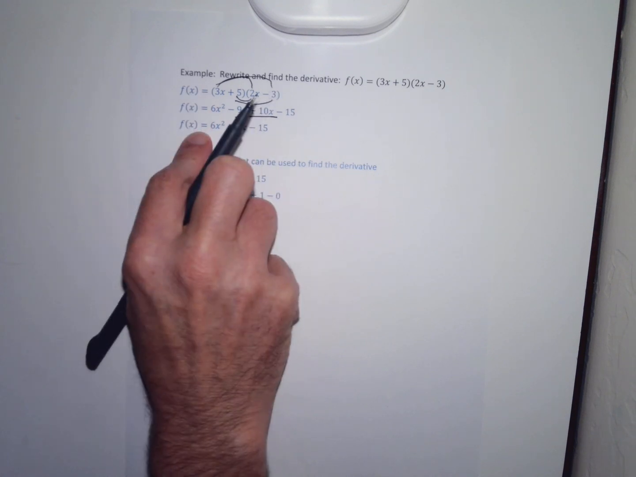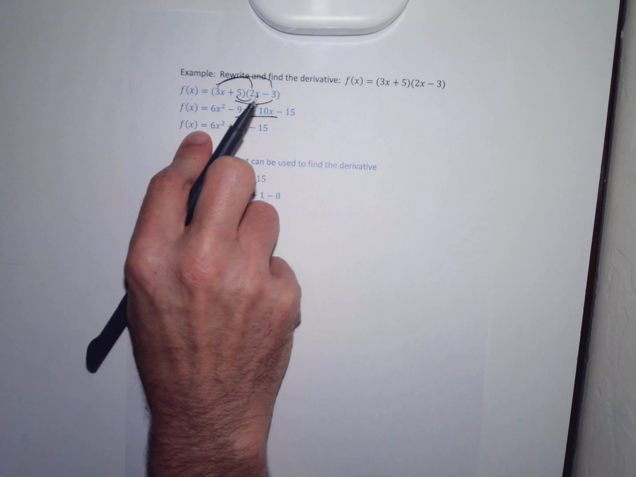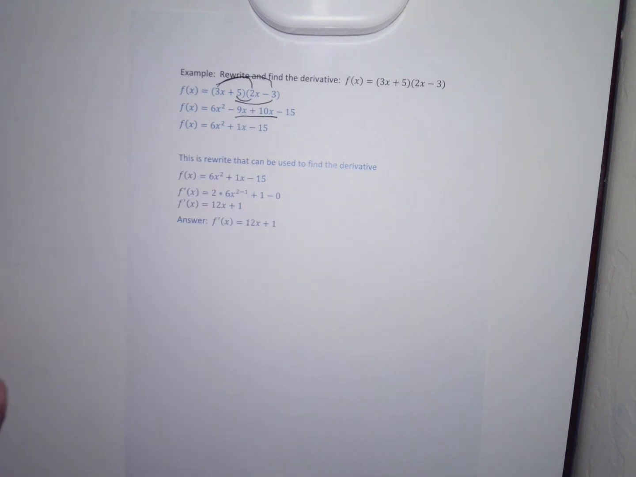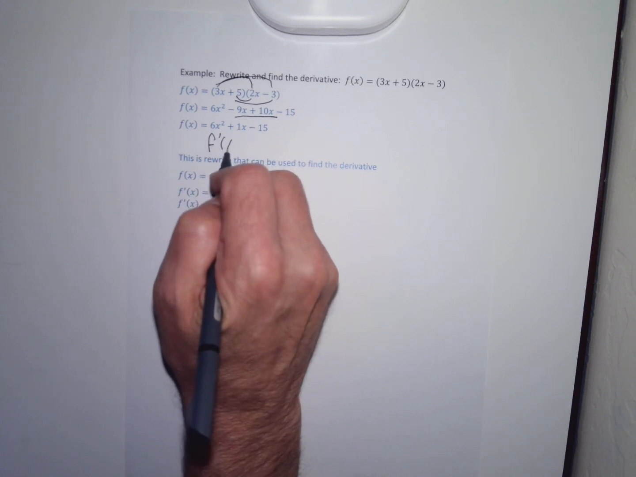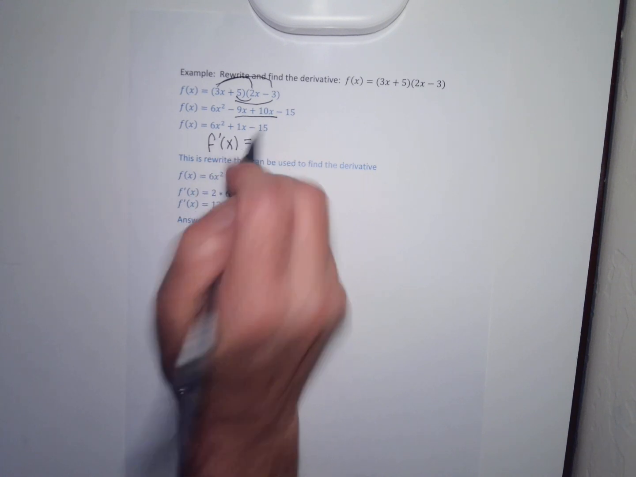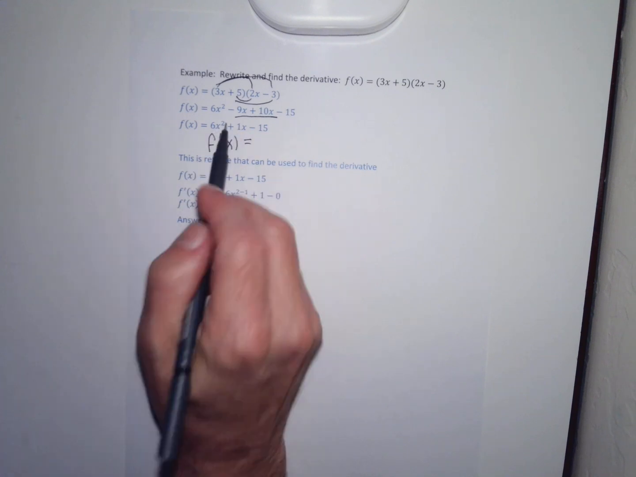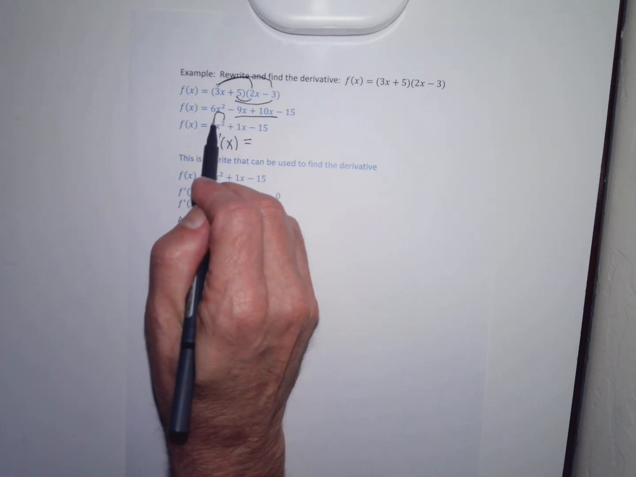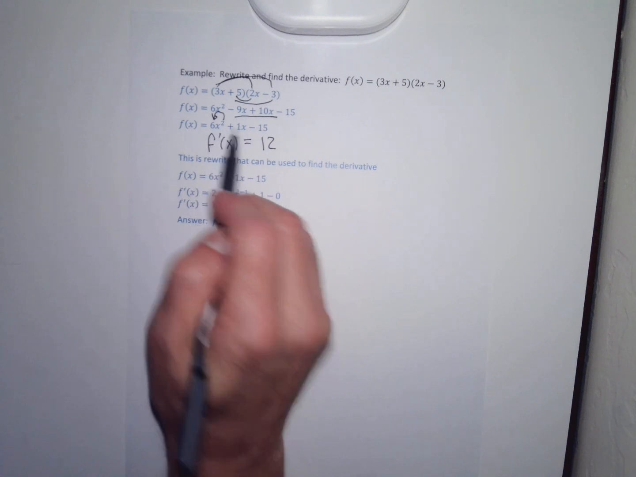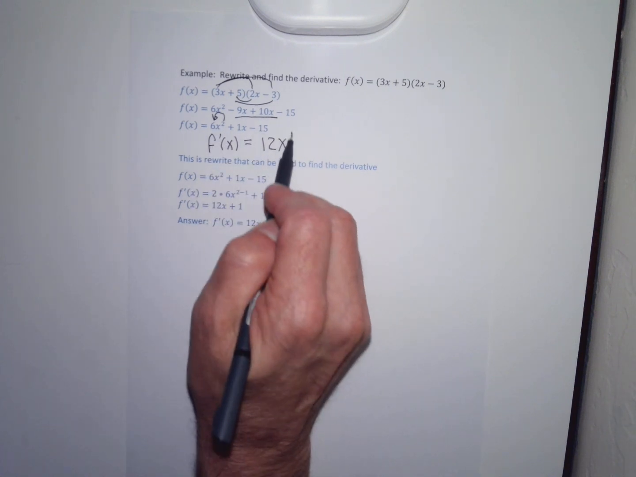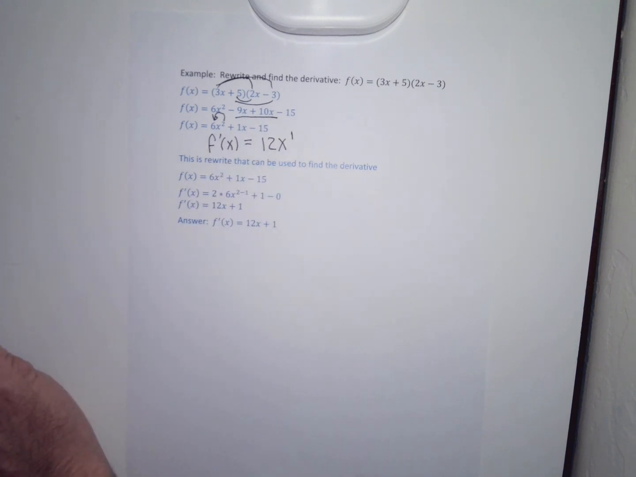Notice I haven't written the little prime symbol yet because I haven't done the rule of multiplying the exponent by the coefficient, lowering the exponent by 1. Now let me take the derivative. So I'm going to write the prime symbol, and I'm going to do it in my head. First term, 6x squared: I'm going to take the 2, multiply it by the 6, and get a 12. And I'm going to lower the exponent and get an x to the first power. Shouldn't write the 1, but it's okay.